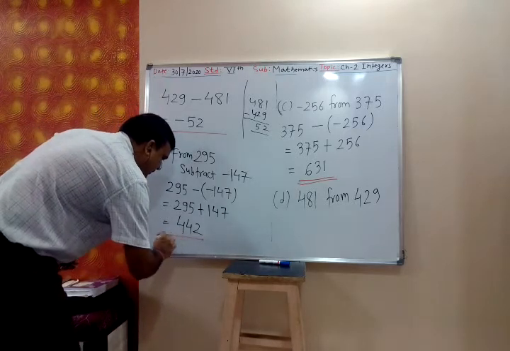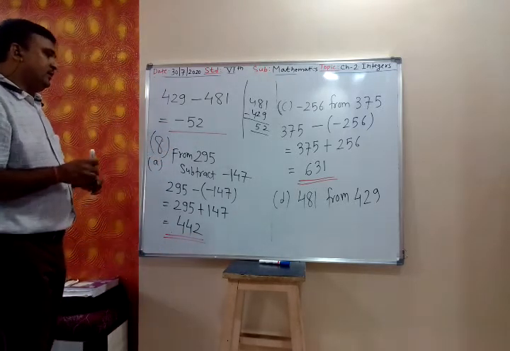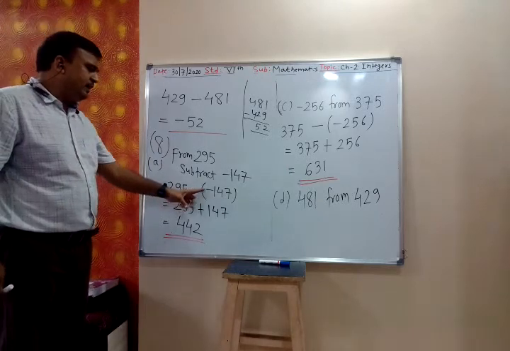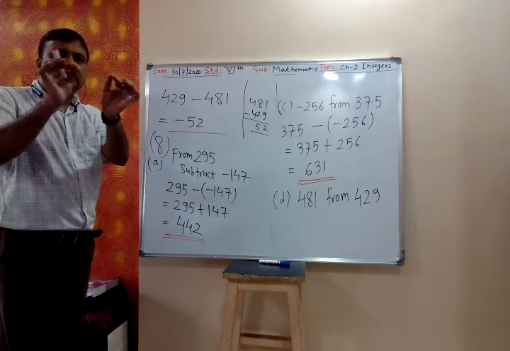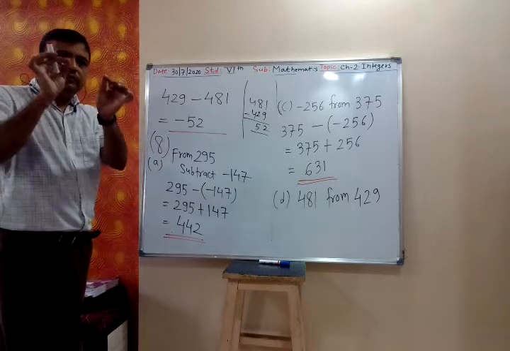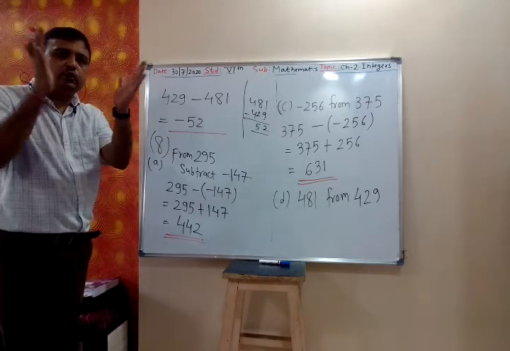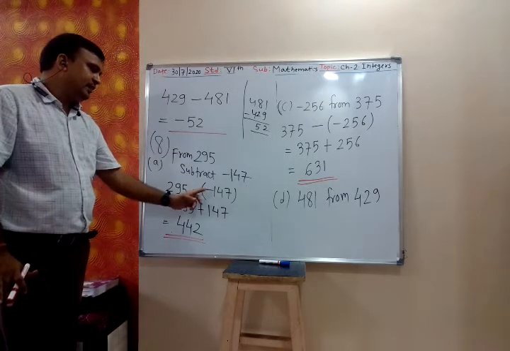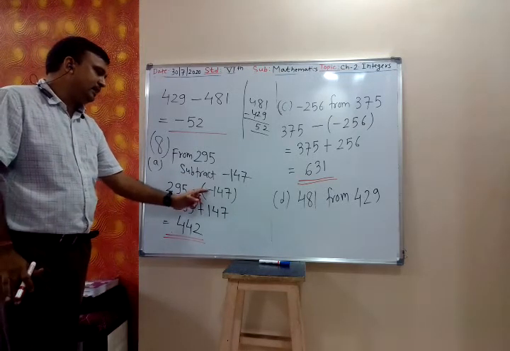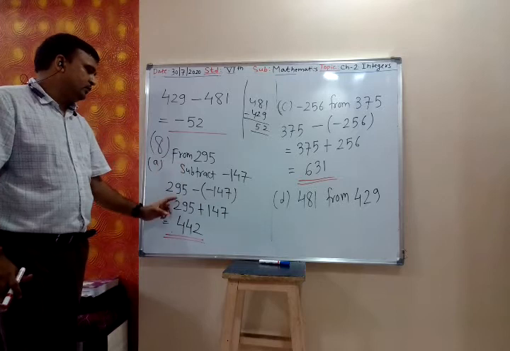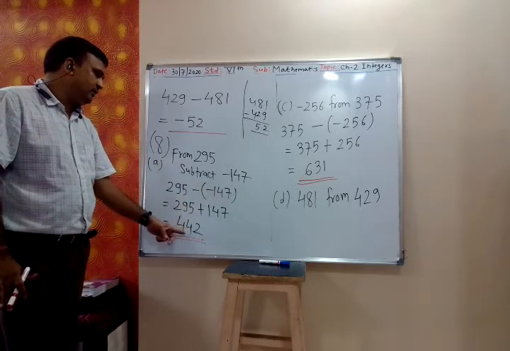295 plus 147. This you have to remember. Because I have explained this: whenever minus minus signs are together, that minus minus sign becomes plus. So 295 plus 147 is 442.